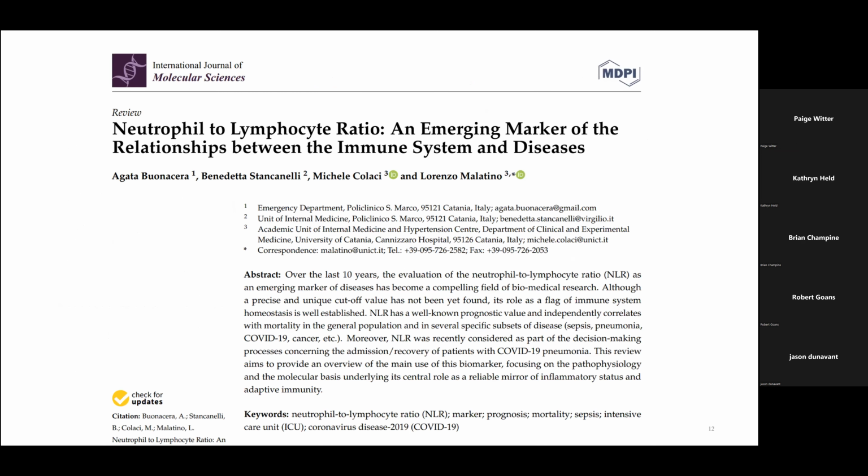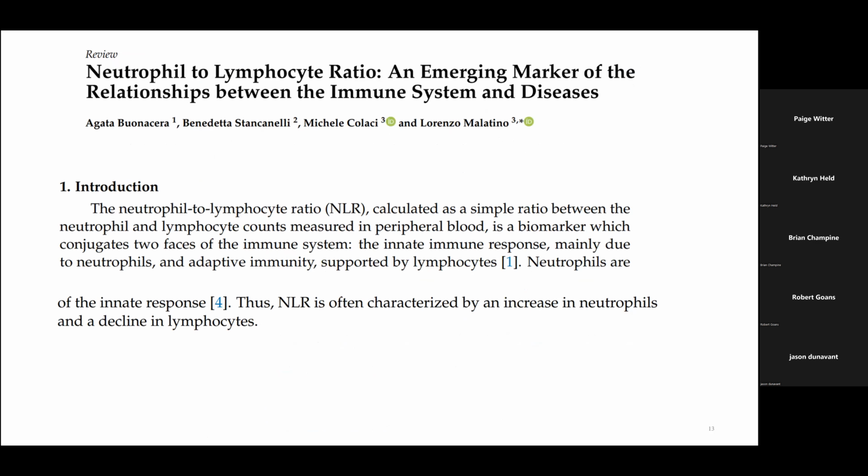So I found a review paper. I had looked at all of these studies, and everybody says that the neutrophil lymphocyte ratio is a marker of inflammation. Well, why is that? So I began searching, and a new paper just came out in the International Journal of Molecular Sciences, I think in 2022, saying that the neutrophil lymphocyte ratio is a marker of the relationships between the immune system and disease. In particular, I excerpted some sentences here.